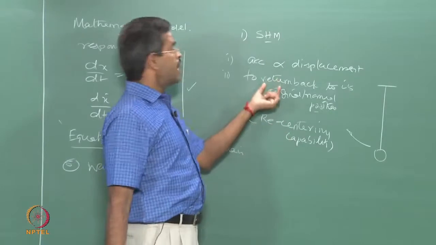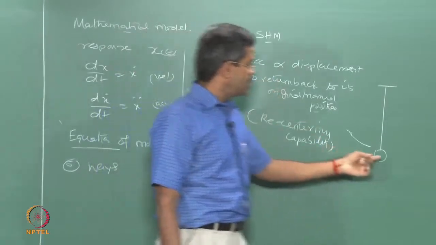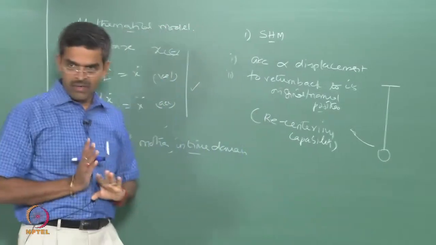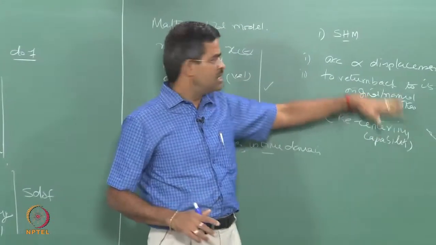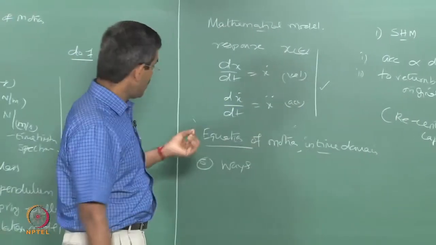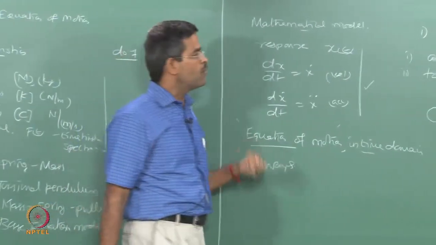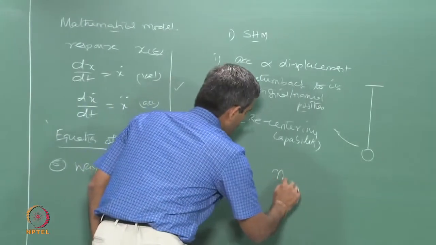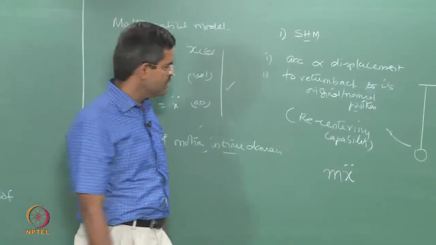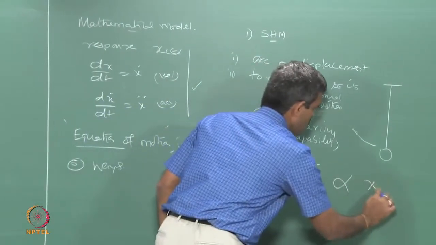This is exactly the same as expressed in physics, saying that if the body is subjected to oscillation, the body will always have a tendency to come back to its normal position. That is, these two are basic algorithms in simple harmonic motion. I will use them here to generate the equation of motion. Let us see how. Let us say m x double dot, that is the acceleration force, is always proportional to displacement.